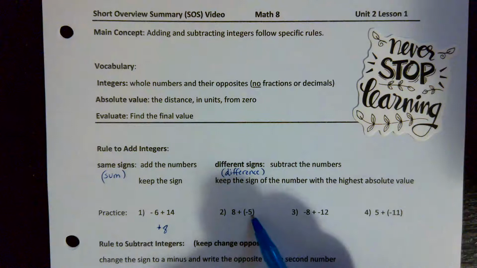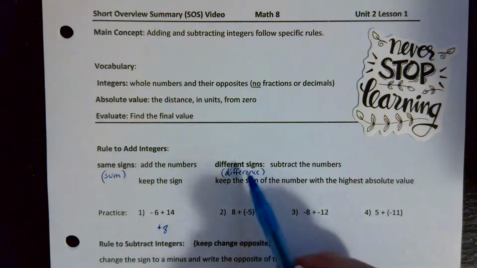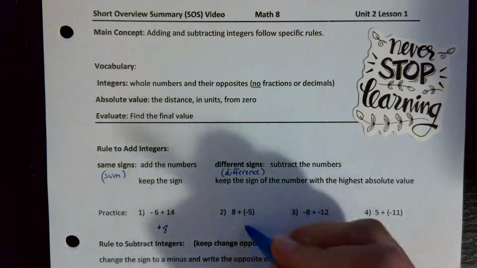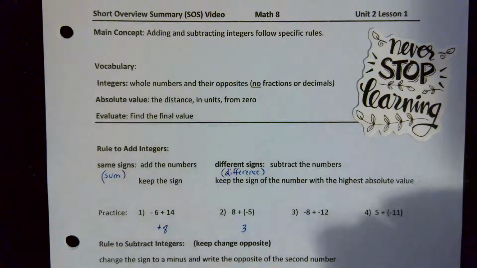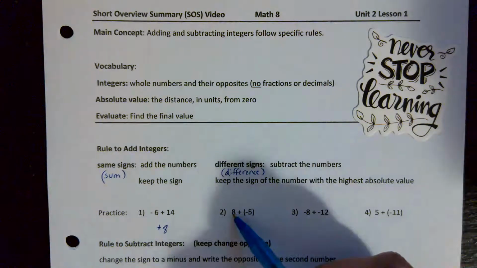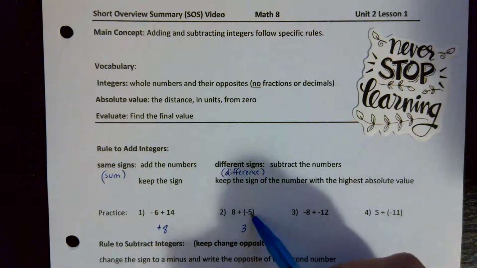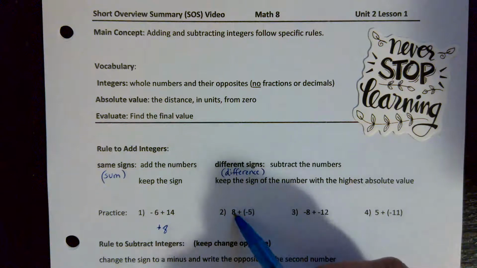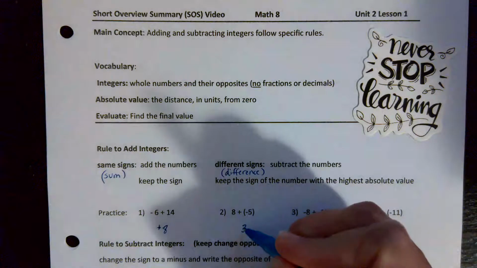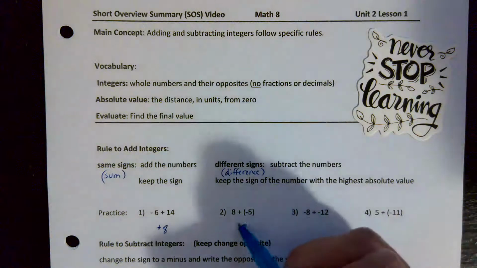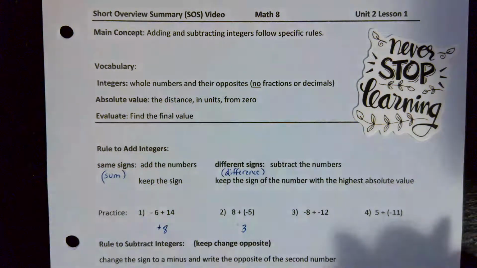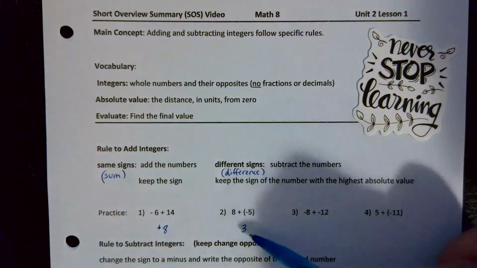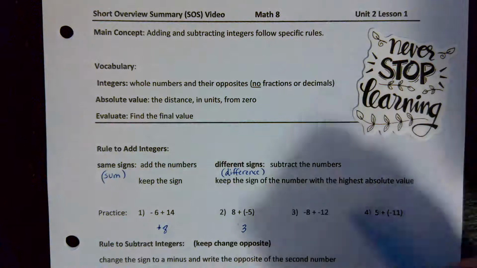A +8 and a -5, different signs, difference. So I subtract those two numbers. And this 8 is 8 units from 0. This is 5 units from 0. So this is furthest away. It has the highest absolute value. So I keep this as a +3. I could put a little positive sign or just leave it alone. If I don't see a sign, I know that this is going to be positive.